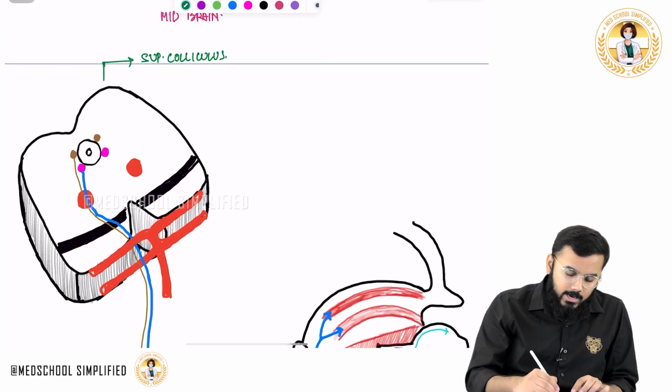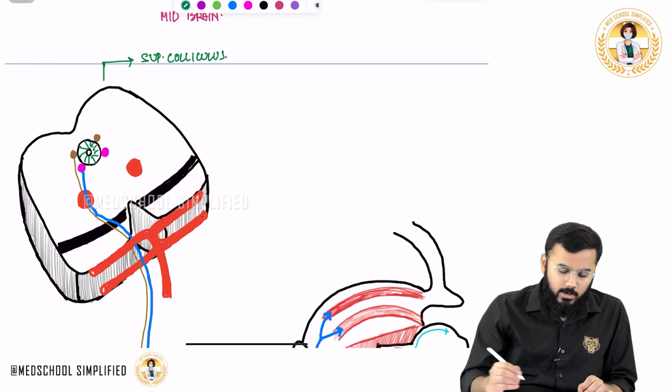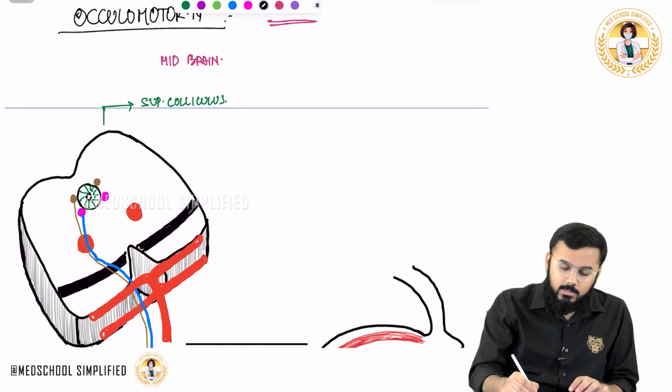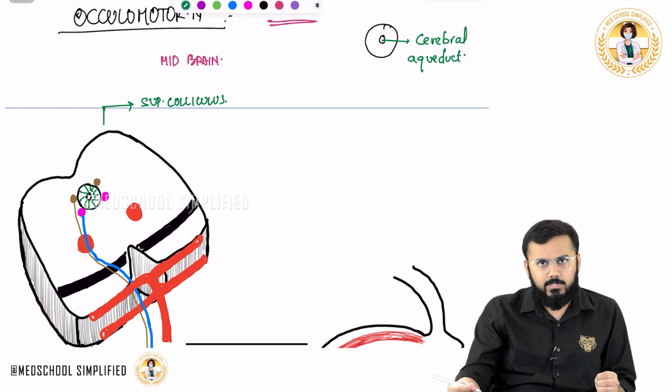Second important thing is that in the center, can you see this part? What is this called? This is called the cerebral aqueduct. This center opening is called the cerebral aqueduct or aqueduct of Sylvius.